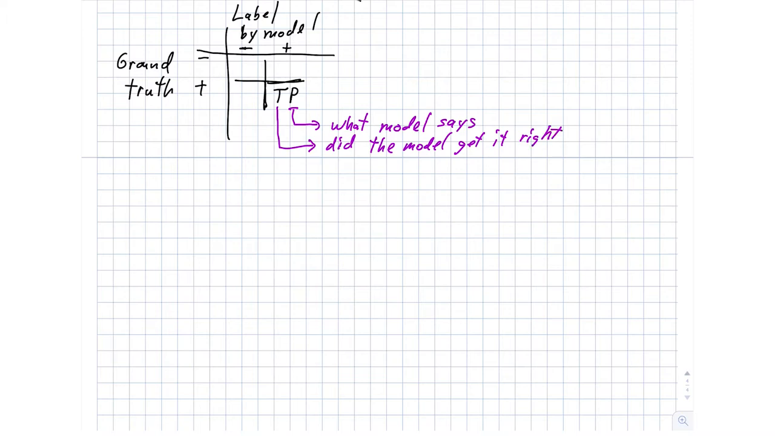Okay, so with that, then this opposite cell in the upper left corner, this is the case where the model is saying negative, and it's getting the answer correct. So these are referred to as true negatives. The cell just to the right of that, again, the model is saying positive, but it's getting that answer incorrect. So those are our false positives. And then the last one, the last cell is our false negative. So the model is saying negative, but it's getting it wrong.